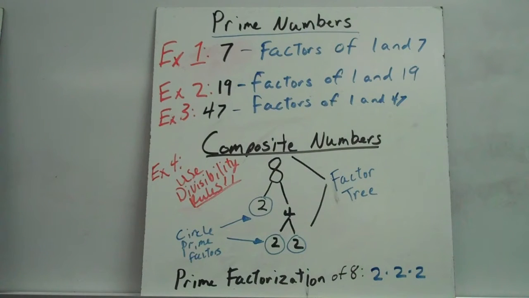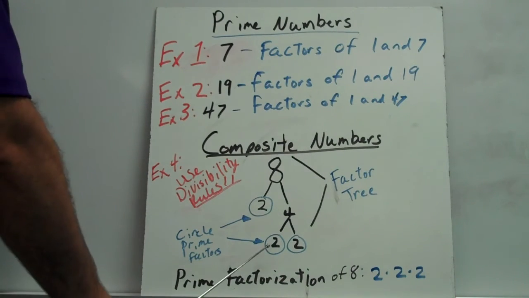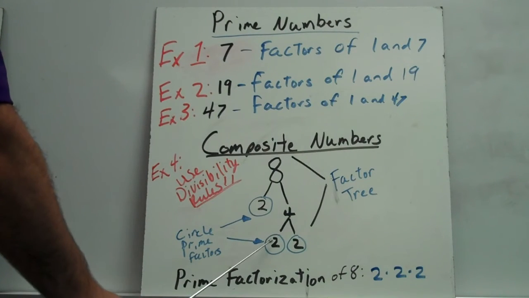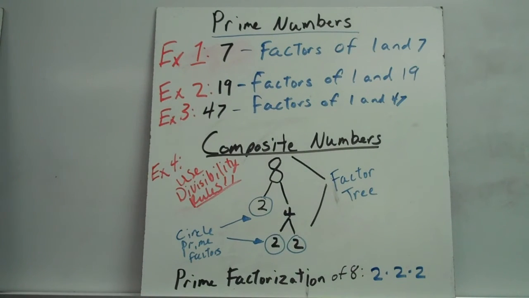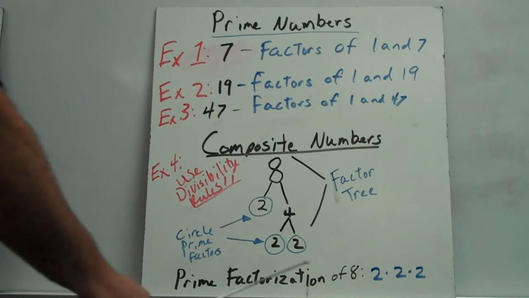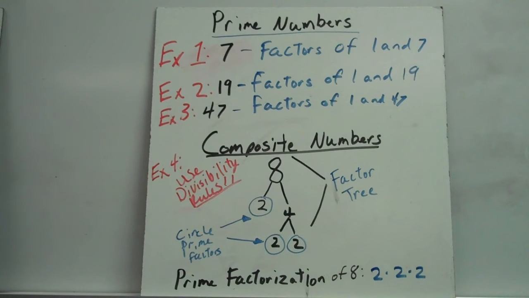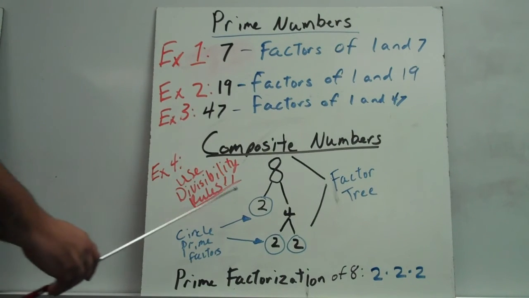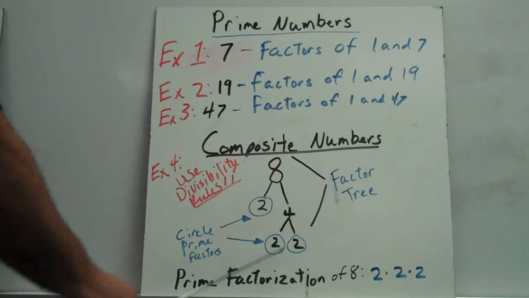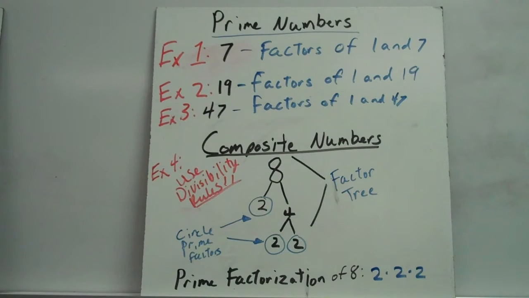But I know that 4 is not a prime number. It is a composite number. So I need to break that down further, which we know that 4 is made up of 2 times 2. So the prime factorization for the composite number 8 would be 2 times 2 times 2, which most of you might remember when we were working with our exponents. So when we're doing a factor tree, make sure you circle all your prime factors so you don't lose them.